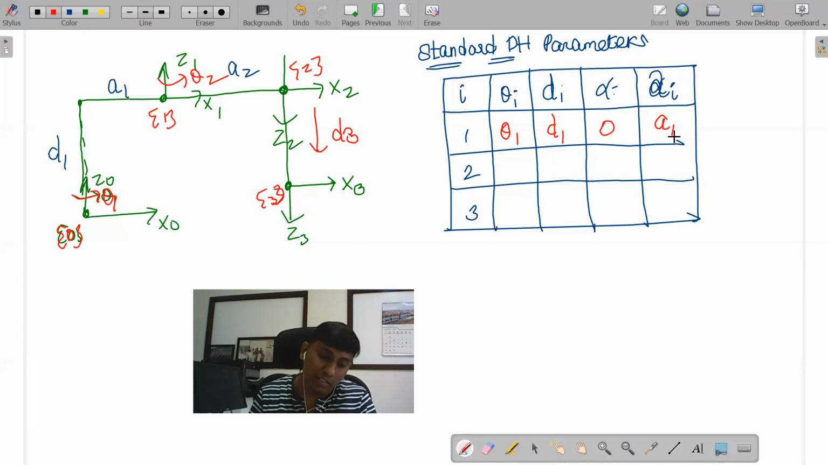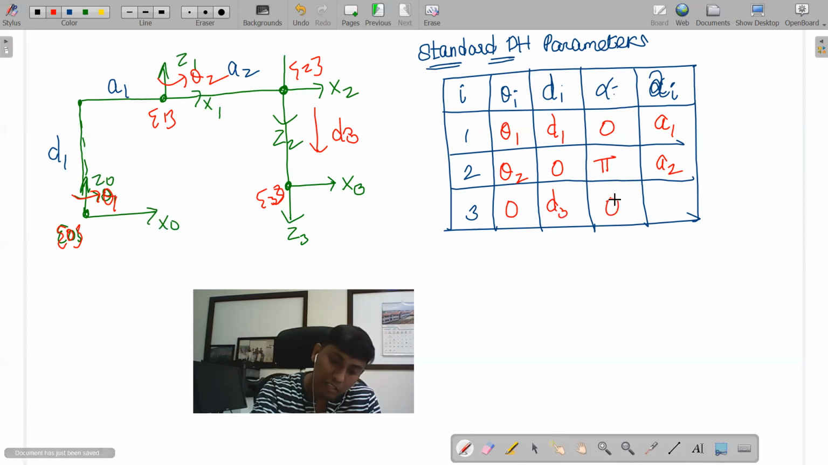Now for the second case, as you move, again you can see theta2. Then there is no distance along z1, but about x1 there is a pi, 180-degree rotation, which makes z1 and z2 parallel, although in the opposite direction, so the angle is pi, and there is a distance along x1, that is a2, right? So coming back here, z2 and z3 are parallel, and there is no revolute joint, so the angle is 0 degrees, and d3 is the variable. Both are parallel in the same direction, and there is no distance along this, right? So these are the three things.